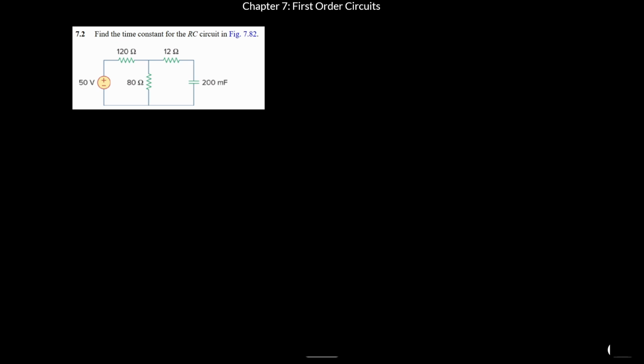Welcome to Mastering E. Today we're going to be looking at Chapter 7, Problem 2. So we're asked to find the time constant in the RC circuit.